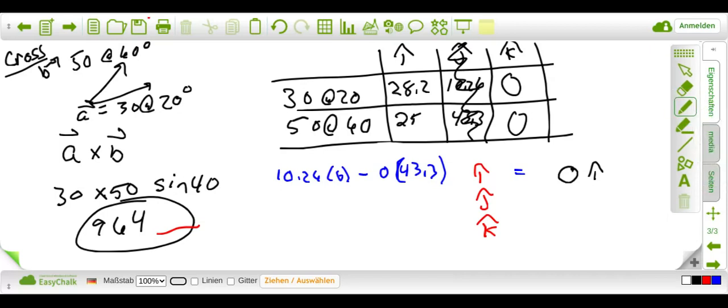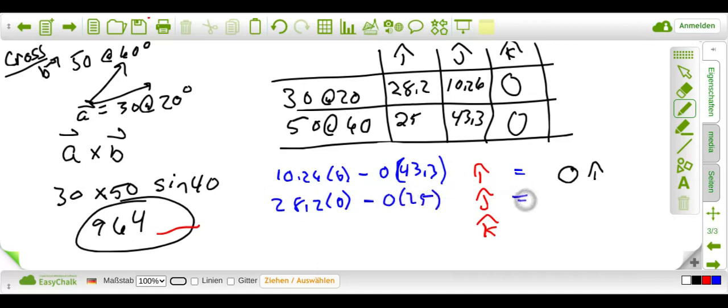And to go fishing, we're going to go like this again. We multiply and then subtract the product of the second one. Product right, product left, if you want to think about it that way. So we'll do 28.2 times 0 minus 0 times 25, and that will give us a value of 0 j hat.